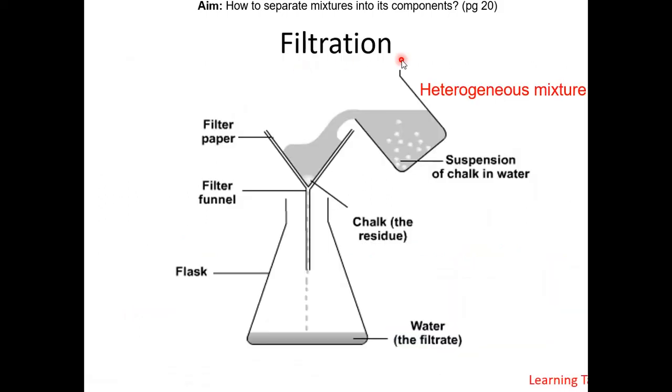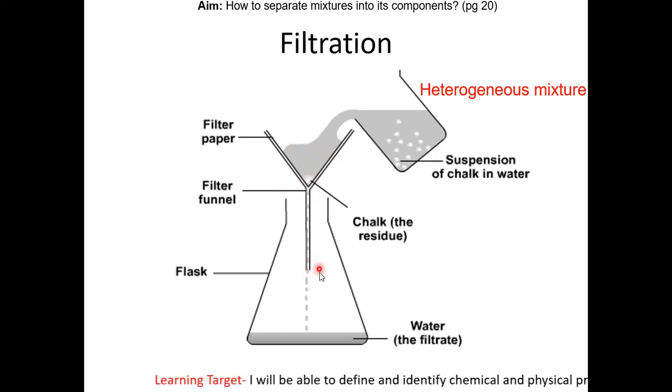So let's start with filtration. Filtration is a very common technique used in chemistry to separate a heterogeneous mixture of an insoluble solid in a liquid. So in this example, we have chalk, which is insoluble in water. We're going to pour this mixture through a filter paper. The filter paper will prevent the insoluble solid from passing through. So only the water will pass through the filter and the solid will remain on the filter paper.